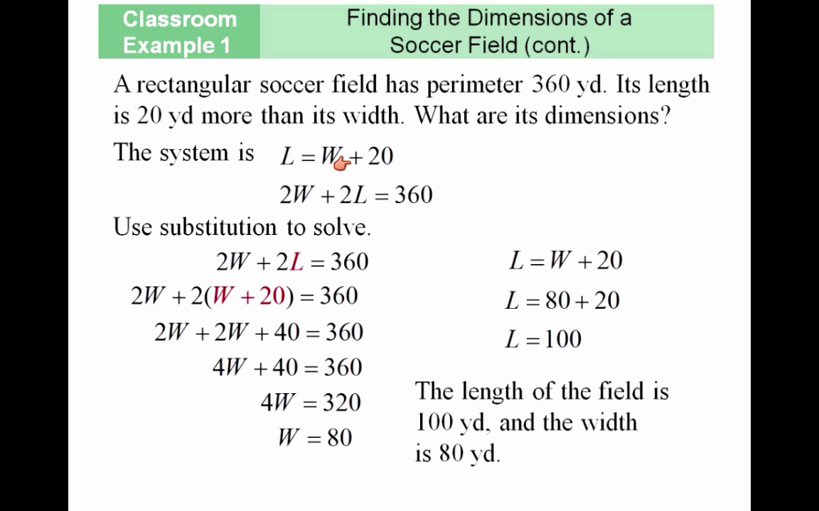But since L is solved in terms of W already, if I substitute W plus 20 for L into the first equation, you can see I can solve for W. The only unknown would be W. So W would be equal to 80. We'll substitute that back into the second equation, and you can find the length. So the length of the field is 100 yards. Don't forget the unit. I see a lot of students just leave the answer as 100 and leave it alone. You need to have a unit. It's 100 yards, and the width is 80 yards.